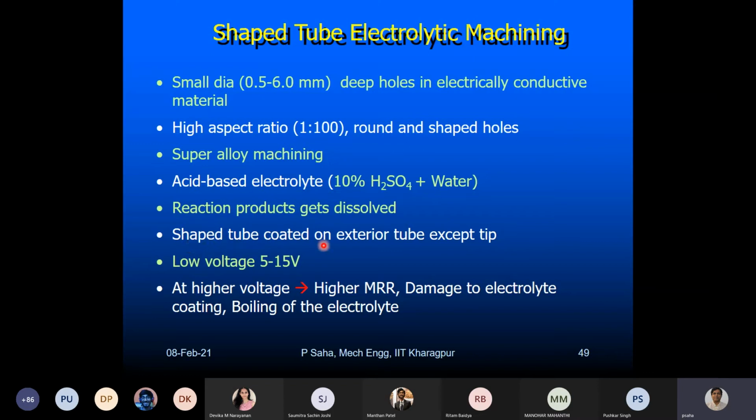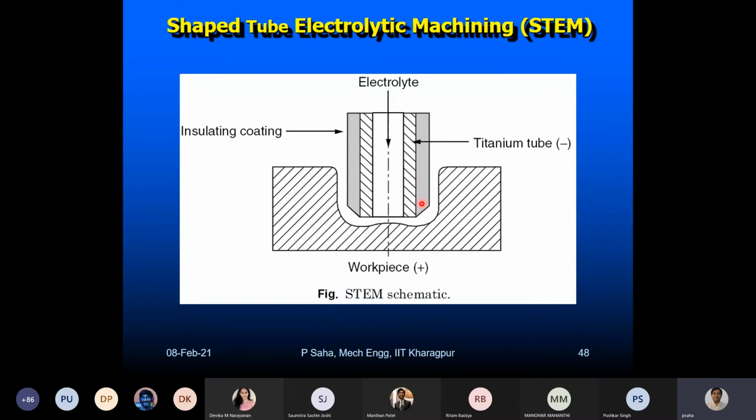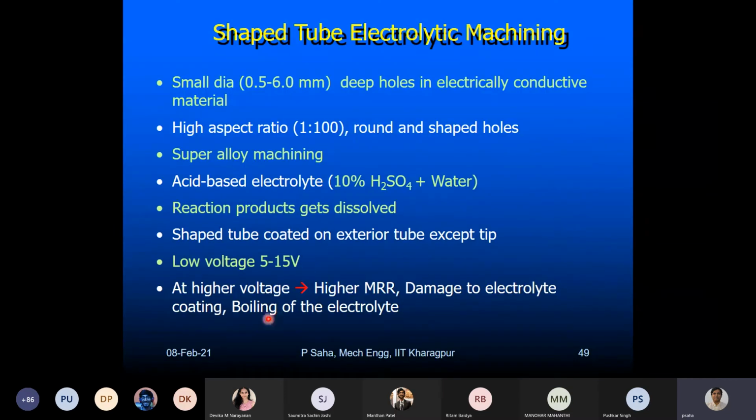The shaped tube is coated on the exterior except the tip; the remaining portions are coated with an insulation. This is a low voltage process, something between 5 to 15 volts. At higher voltage, what may happen? We can get higher MRR, but damage to the coating may happen. Because of the relatively higher current, boiling of the electrolyte may start taking place, which we want to avoid. So we restrict ourselves within this voltage level.